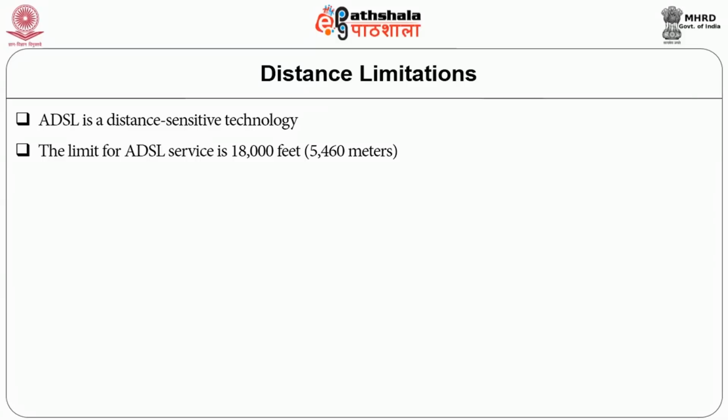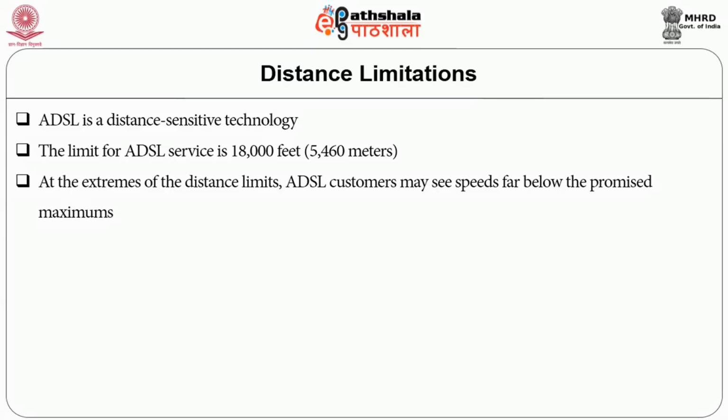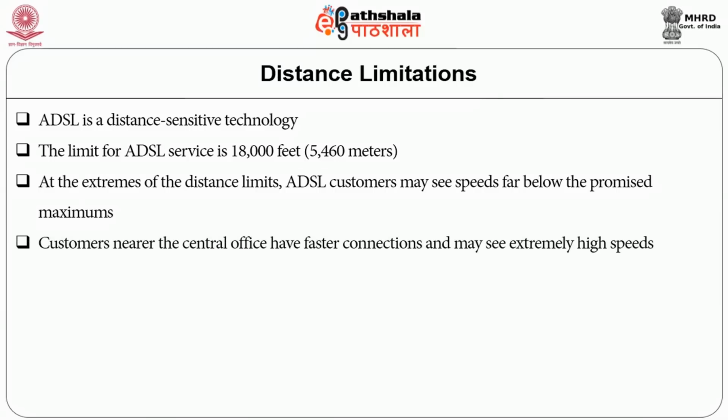That is the theoretical limit. But if you see that it is 5 kilometers, 4 kilometers, the signals are getting very weak, diluted, and they don't reach the destination. At the extreme of the distance limit, an ADSL customer may see speed far below the promised maximum. So even if it is meant that you connect at 5 kilometers with a speed of 2 Mbps, you may not get that speed. It may be half or maybe a quarter of the speed mentioned. And a customer near the office will get a faster connection.